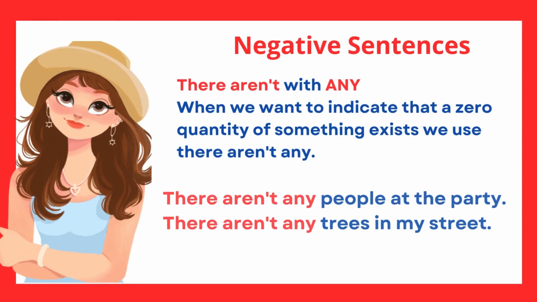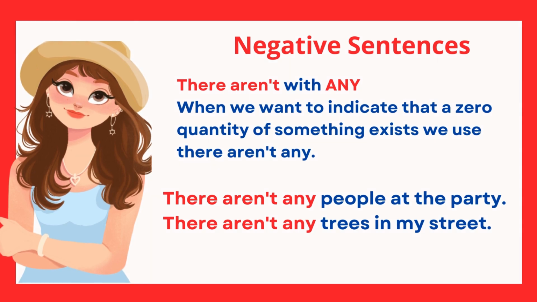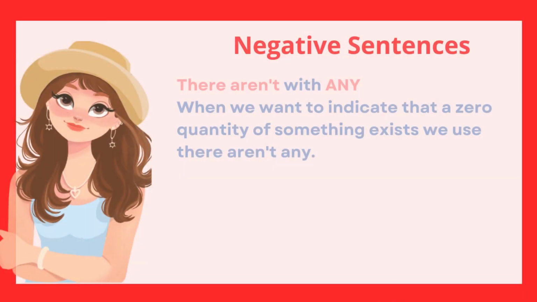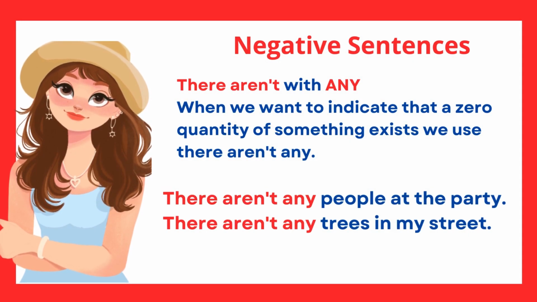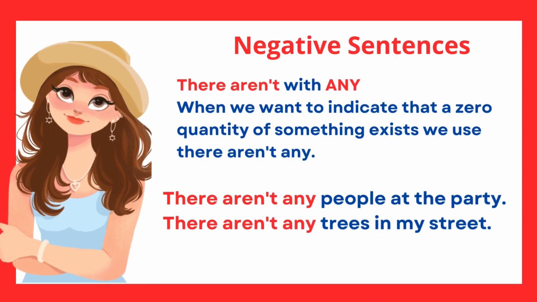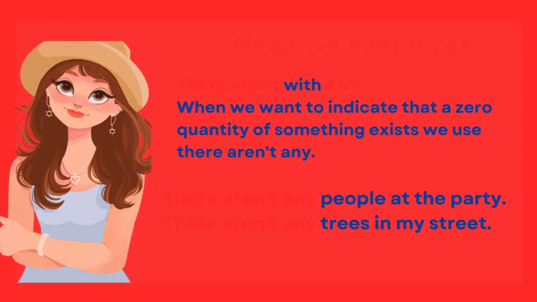Negative sentences. There aren't with any. When we want to indicate that a zero quantity of something exists, we use there aren't any. There aren't any people at the party. There aren't any trees in my street.